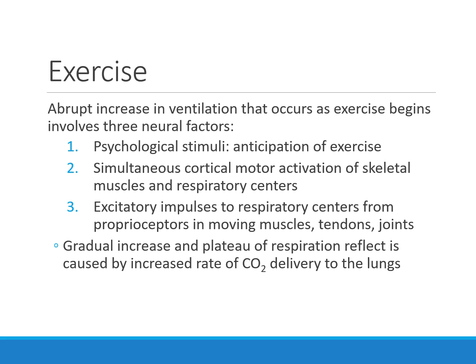Abrupt increases in ventilation that occur as exercise begins involve three different neural factors. One is the psychological stimulation. So some people can actually think about exercising and they actually start breathing a little faster. The simultaneous cortical and motor activation of skeletal muscles and respiratory center. So when you actually start exercising, of course, that is going to start the process of breathing faster. And excitatory impulses to the respiratory center from proprioceptors as your muscles are moving in the tendons and joints. A gradual increase to a plateau of respiration is caused by an increased rate of carbon dioxide delivery to the lungs. You've got to get rid of it.